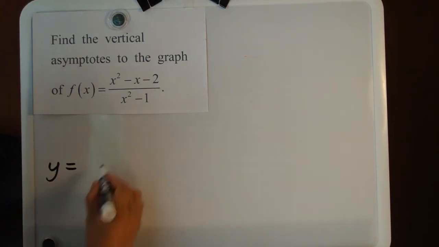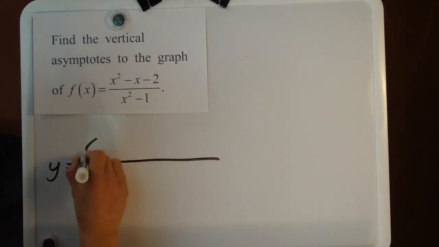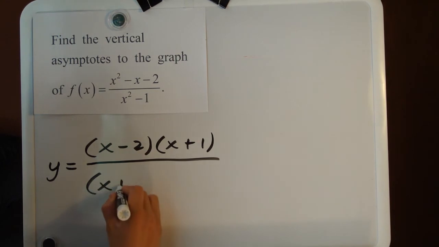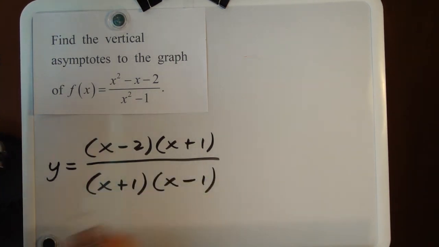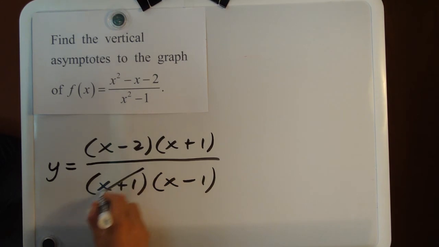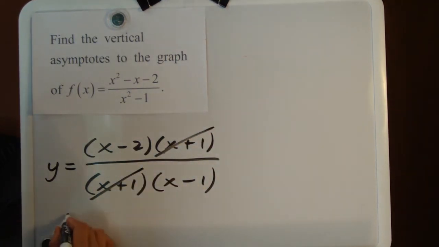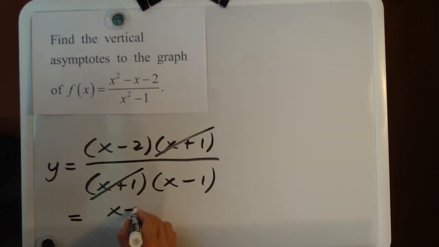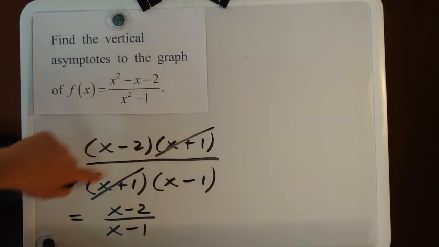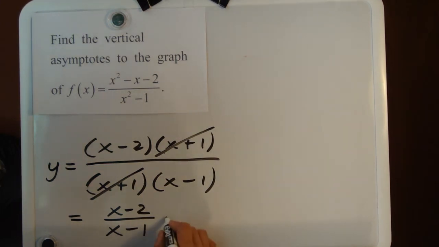I'll just call this y, and I'll do a little bit of the algebra here. This is some pretty simple factoring. You have these two binomials here, and then you have this here. And so the x plus 1, right, as long as x is not equal to negative 1, it's valid to cancel this out, right? And this will look like x minus 2 divided by x minus 1. And this is a valid statement so long as we stay away from x equals negative 1.